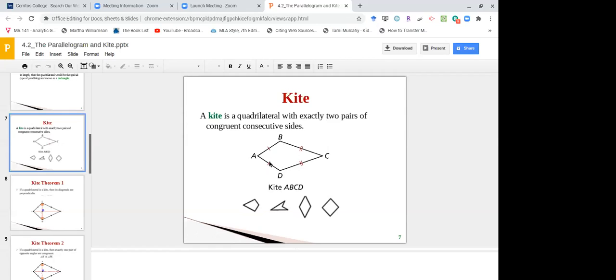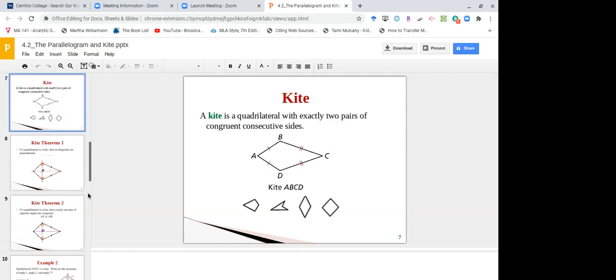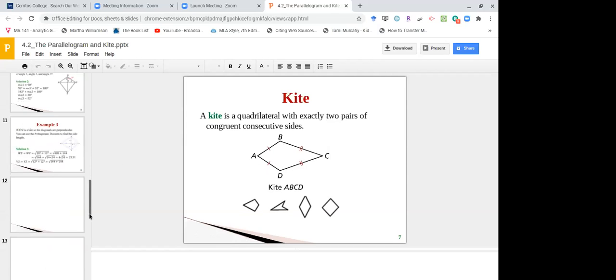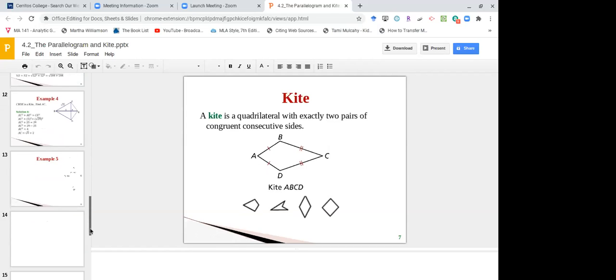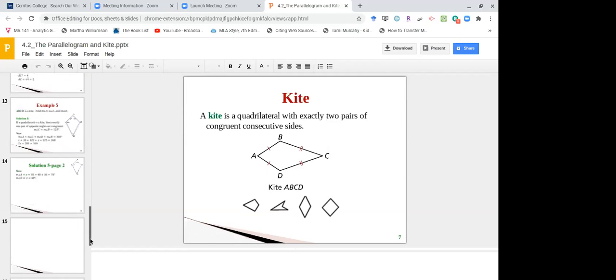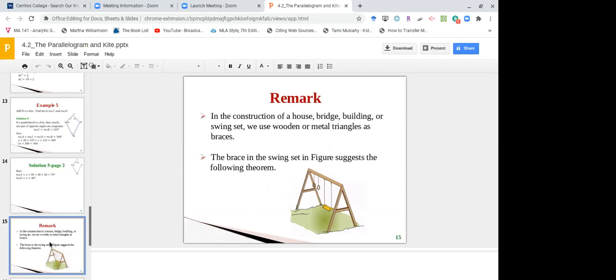If all four sides are congruent to each other, obviously, we have a square, not a kite. So there's a couple more kite theorems in here and some examples for you to follow. Most of them have to do with kites. Let me go down to this remark. We want to look at something here.